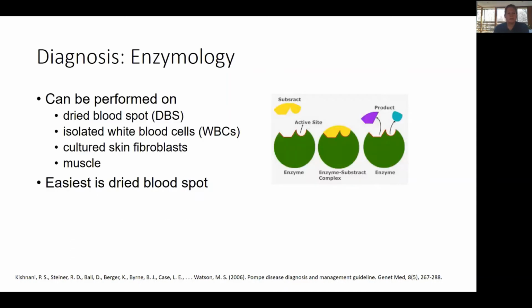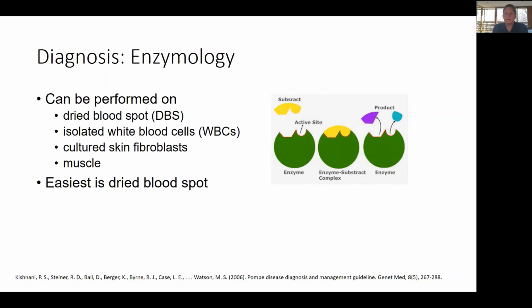So in an initial diagnosis, enzymology, or measuring the enzyme in different tissues, really is helpful. This can be done in a dried blood spot, white blood cells, skin fibroblasts, or muscle. Measurement of GAA activity in skin fibroblasts is a gold standard. Cultured fibroblasts are obtained from a skin biopsy and then grown so that they can be used for enzyme testing. This can take 4 to 6 weeks and can thus significantly delay the diagnosis.